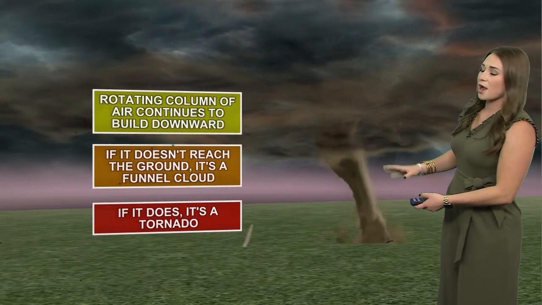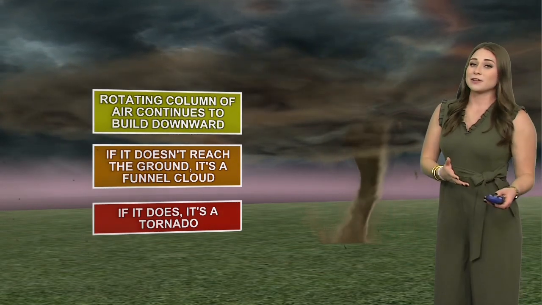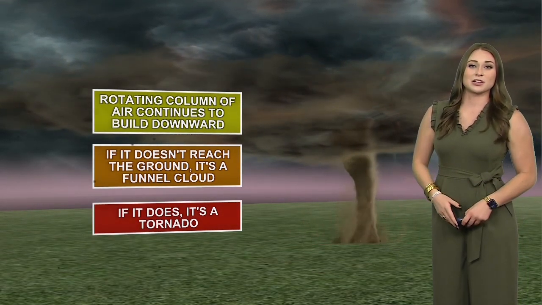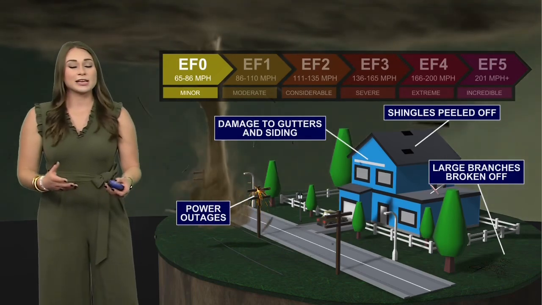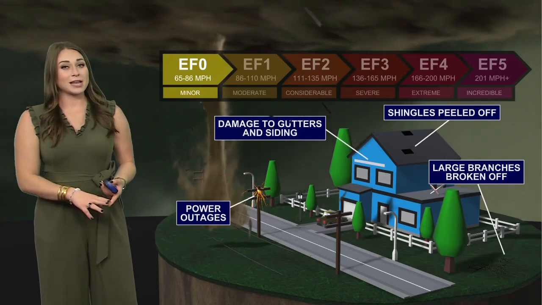If it doesn't reach the ground, it is just considered a funnel cloud. But if it does reach the ground, that's the point when it's considered a tornado. Now that we know how tornadoes are formed, here's a bit on how we classify tornadoes. Mostly classified by wind speed and damages.